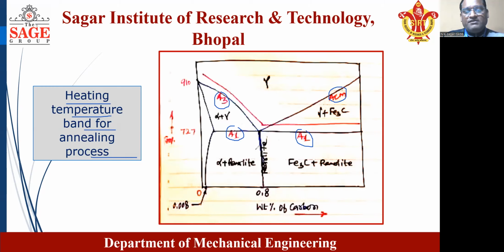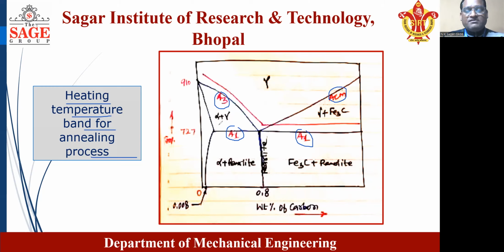All heat treatment processes are defined on the basis of this heating temperature band. In a heat treatment process, the first stage is heating. So what is the limit of that heating temperature? Up to which temperature should heat be added to the component? This diagram shows the information regarding the certain temperatures for the heating of the metal or alloy.